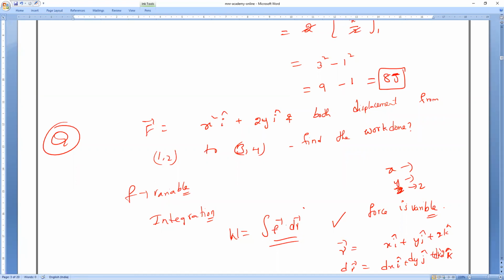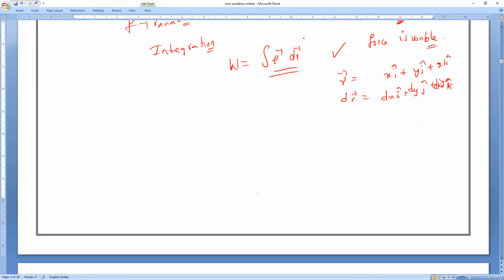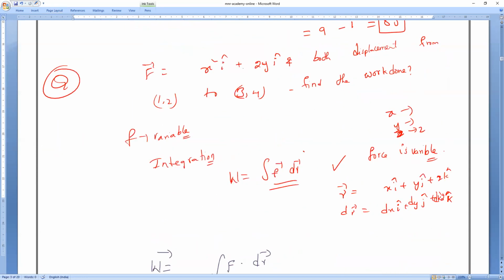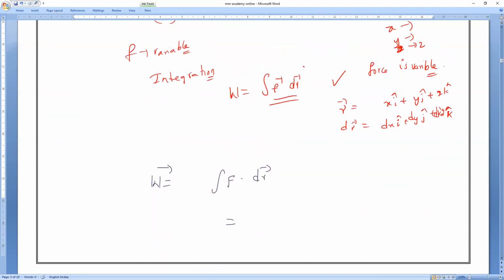Now we have to find the work done. I found the dr alone. So what is the work done formula? Speak loudly. Work done is equal to the integration of F dot dr, not dx. Clear, everyone? Understand the importance? So F dr. Then the F value we already got. Is there anything given for the F value? Yes, x square i cap plus 2y j cap.